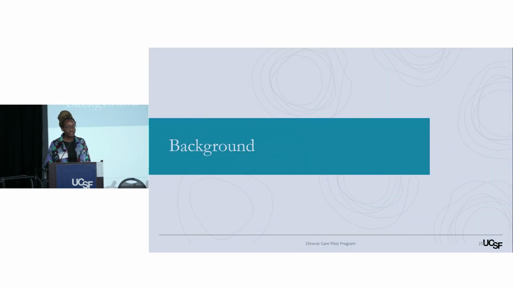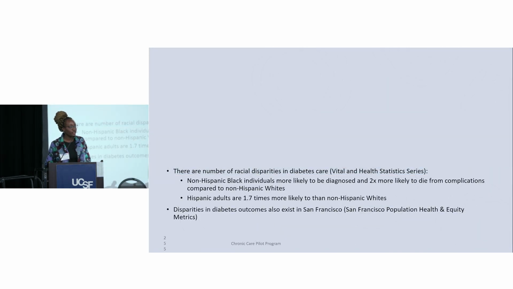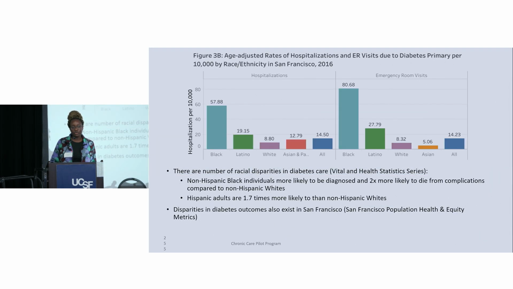So some background for this project. As we know, diabetes, especially when uncontrolled, can result in significant morbidity, but there's also a number of racial disparities that impact diabetes outcomes. For example, non-Hispanic Black individuals are more likely to be diagnosed with diabetes and 2 times more likely to experience complications from diabetes.